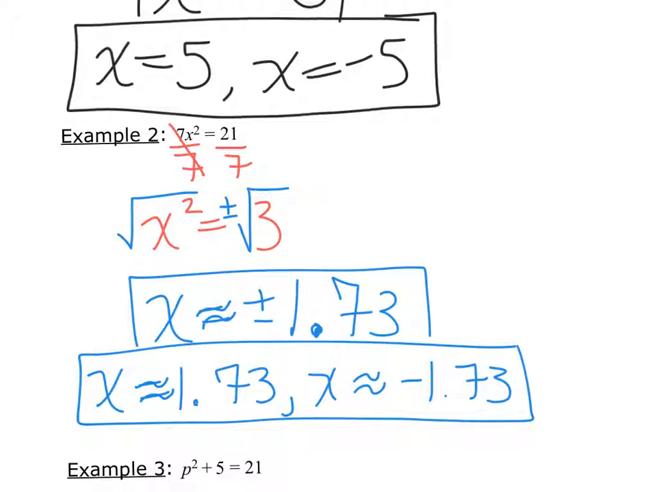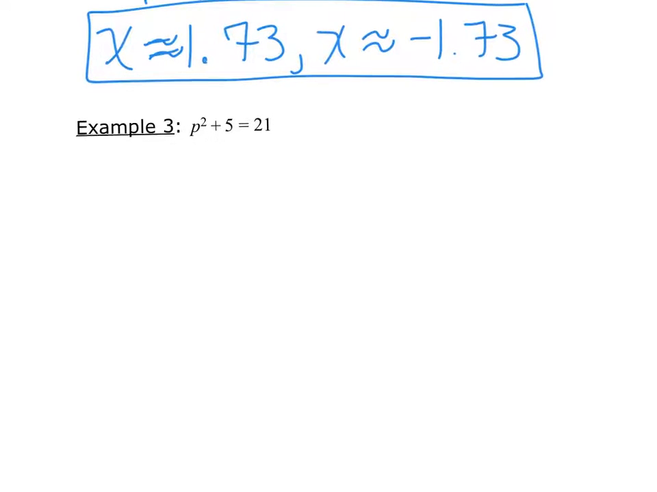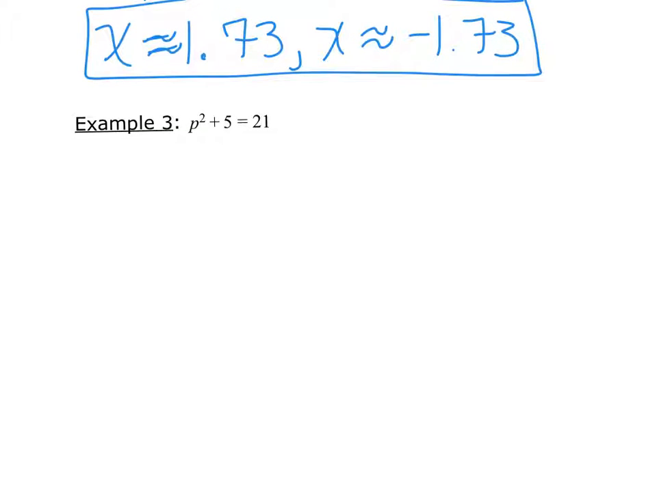All right. Try another one? All right. Let's do example 3. P squared plus 5 equals 21.